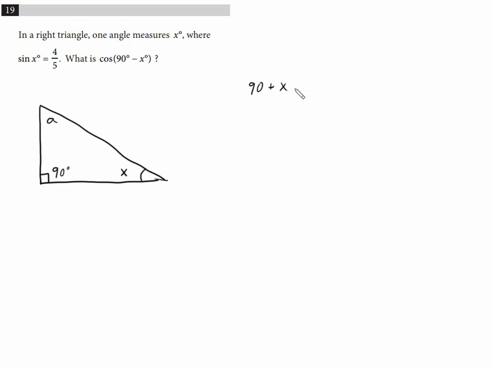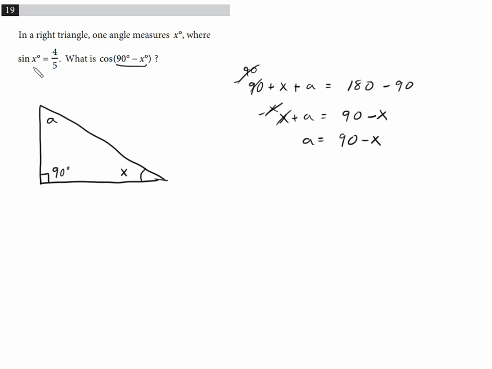We have 90 plus x plus A equals 180. Subtract 90 from both sides, and we have x plus A equals 90. Or, let's rewrite it this way. Subtract x from both sides. So A equals 90 minus x, which happens to be the angle that we're looking for the cosine for.